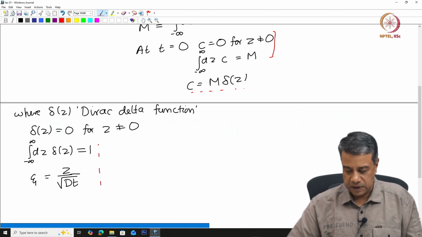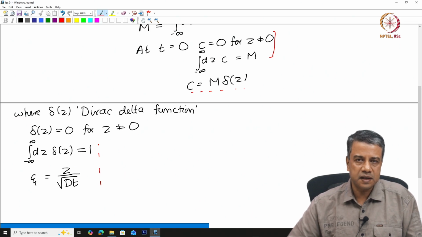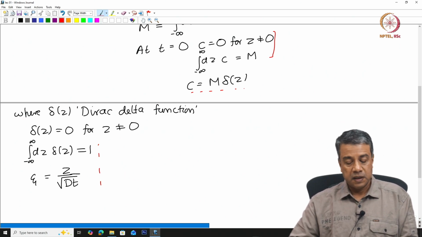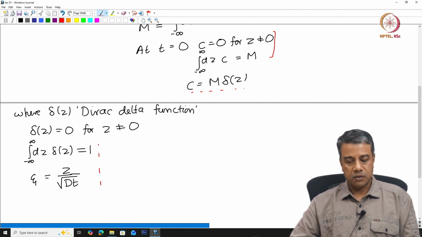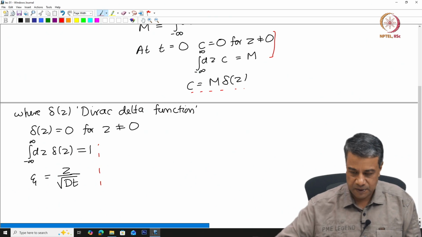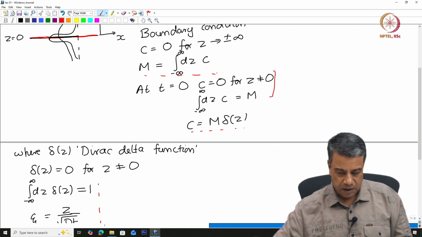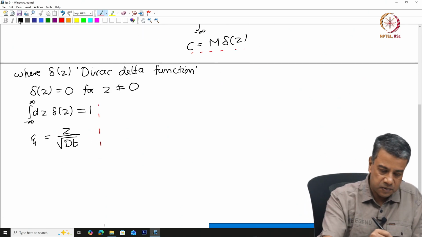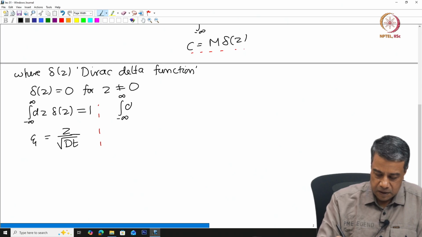What about the concentration field? If you recall, when we did the previous problem of a constant temperature at z equal to 0, we were able to scale the temperature by that constant temperature. In this case, we do not have a constant concentration at a fixed location. What we have is an integral condition on the concentration field. And therefore, that integral condition has to be used to scale the concentration. So, the integral from minus infinity to infinity dz times c is equal to m.